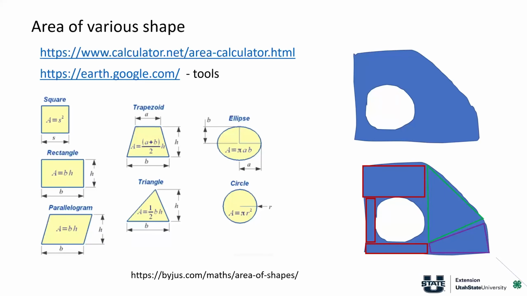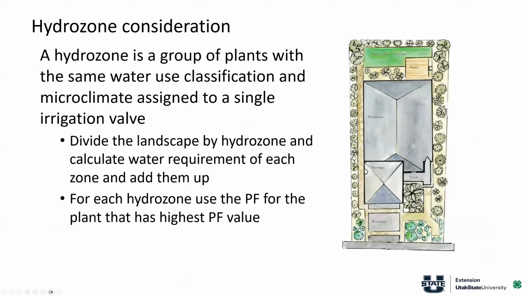Now, one thing here that I need to talk about, and that is important, is hydrozoning. So hydrozone, let's go to this. Hydrozone is a group of plants with the same water use classification and microclimate assigned to a single irrigation valve. Meaning when an irrigation valve opens and provides water to a certain area, all the plants in that area would be same water using plants. And that makes sense, right?